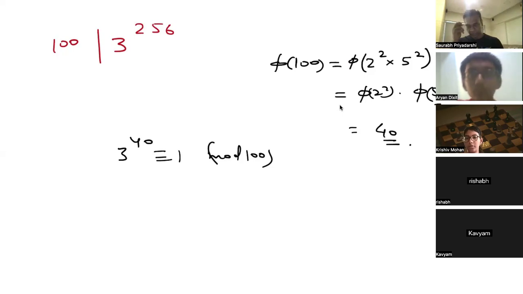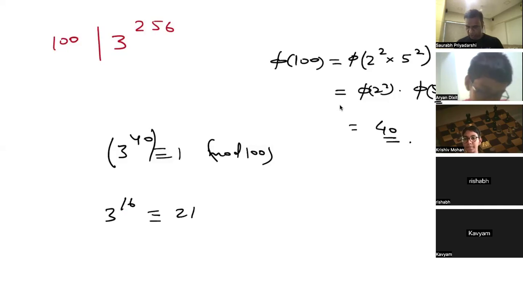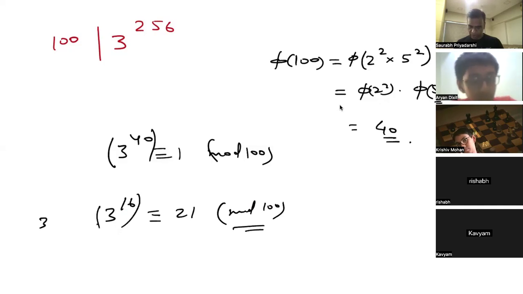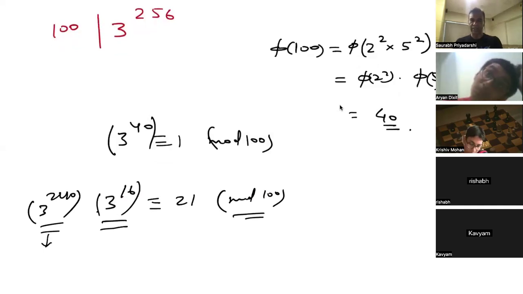So 3 to the power 240 is 1 mod 100. Then 3 to the power 16 is congruent to 21 mod 100, and this is 3 to the power 240, so this is 1 only, and what remains is 3 to the power 16. We can easily find this, right?